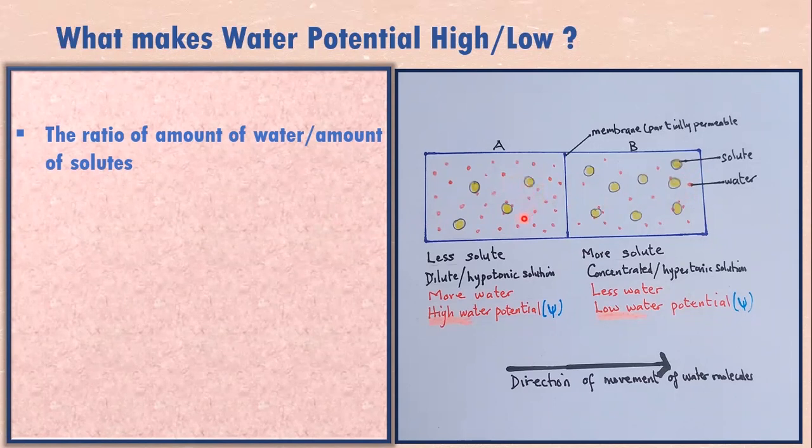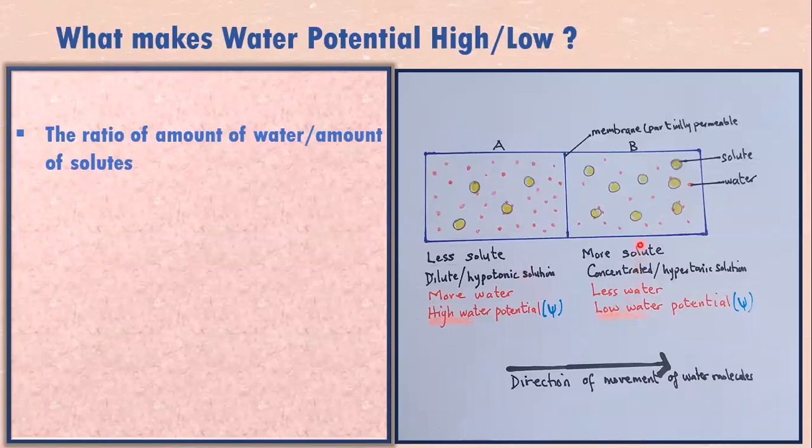Now, in this cell, you have less solutes and more water. Here you have more solutes and less water. So the ratio between the amounts of solutes and water molecules determines the water potential. In this system, you have more water and less solute, so you have high water potential in this system.